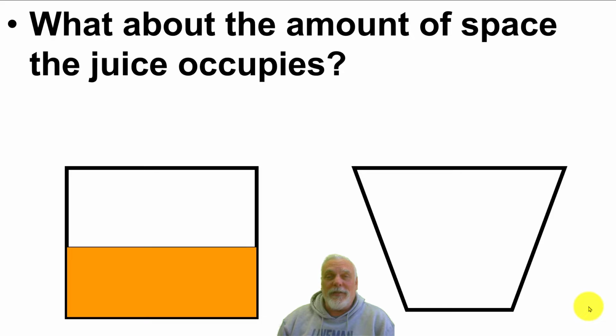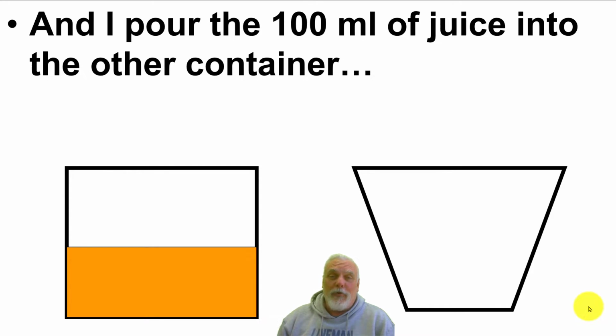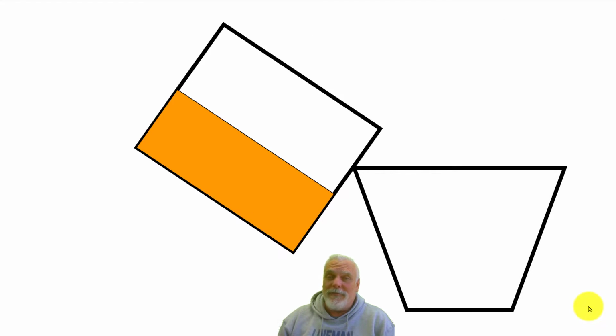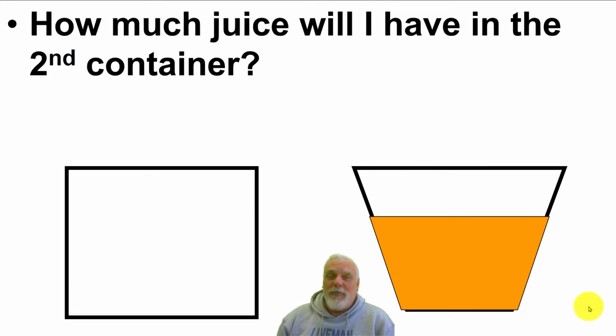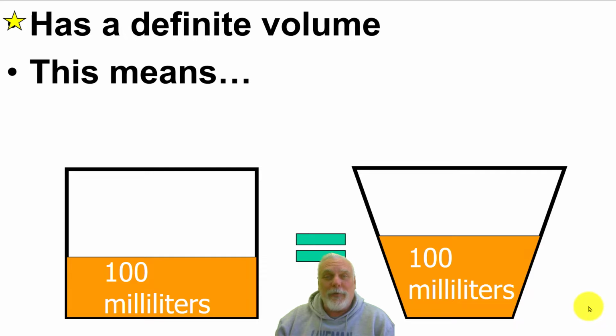What about the amount of space that the juice occupies? Does that remain constant? If I start with 100 milliliters of orange juice in the square container on the left, then I pour all of the 100 milliliters of juice into the other container. Again, some great animation. What will happen to the amount of juice that I have now? How much juice will I have in the second container? Well, of course, there will be 100 milliliters in the other container, even though it looks different. Part of our definition for liquid is that liquids have a definite volume.